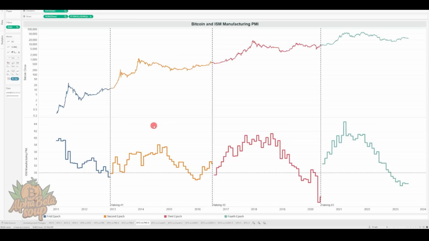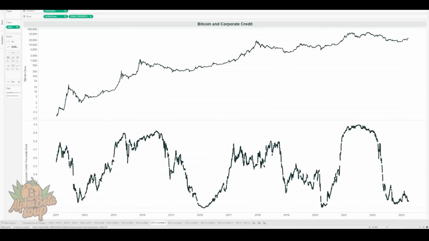The PMI began in the middle 20th century. It didn't start changing its behavior just because of Bitcoin. Bitcoin slid right into an existing economic rhythm, and it has found itself following the same factors that drive equity markets. Let's look at another example.